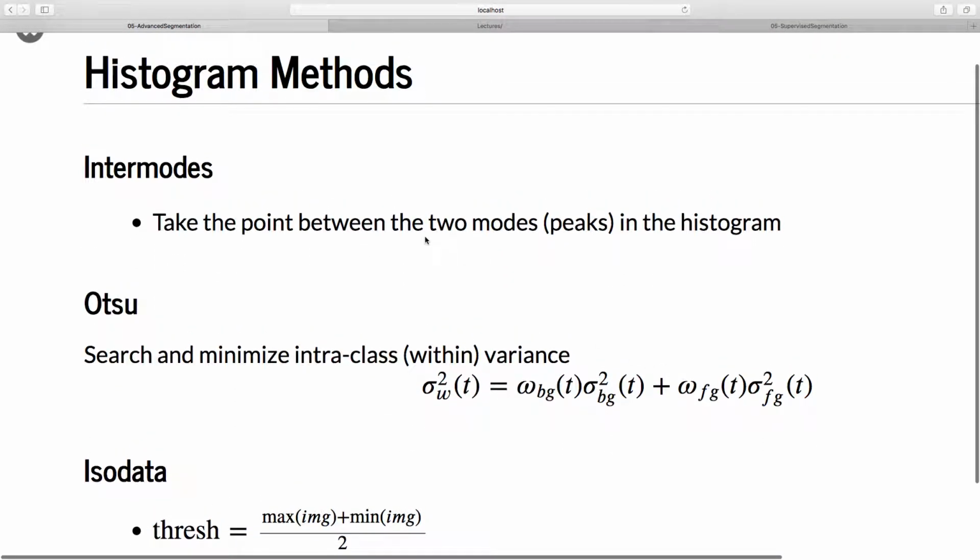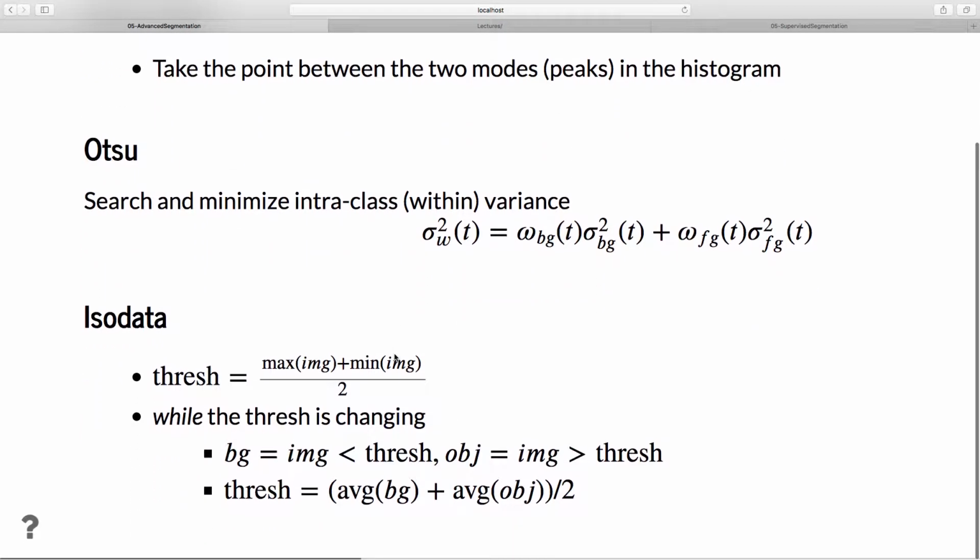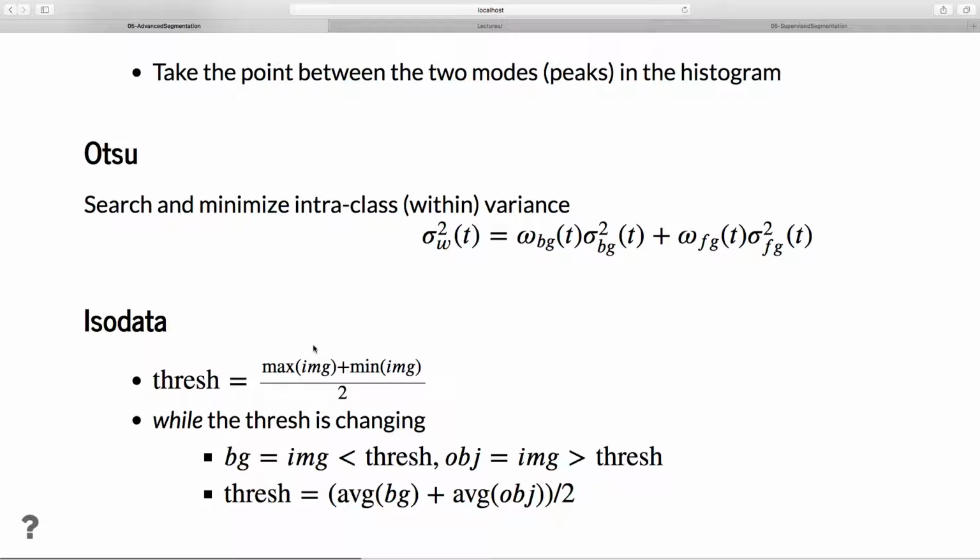Intermodes is taking the one between the two peaks. Otsu searches to minimize intra-class variance. What Otsu does is change your threshold so that the variance within each group is minimal, so that the groups are as similar within themselves as possible. And isodata, as I mentioned, is this iterative approach.